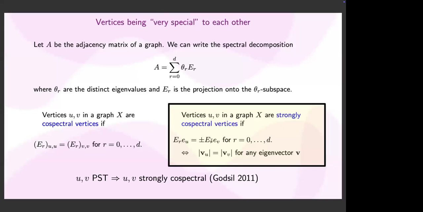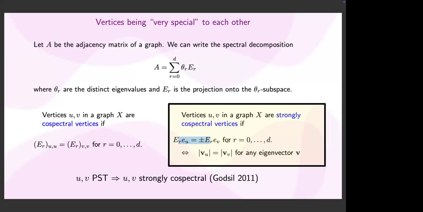And the thing that we want is strongly cospectral. So it's a strengthening of this. Not only do we need those diagonal entries to be the same, we actually want the whole column to basically be the same up to a sign change. So two vertices are strongly cospectral if you look at every spectral idempotent and the corresponding columns are identical or negative one times each other.